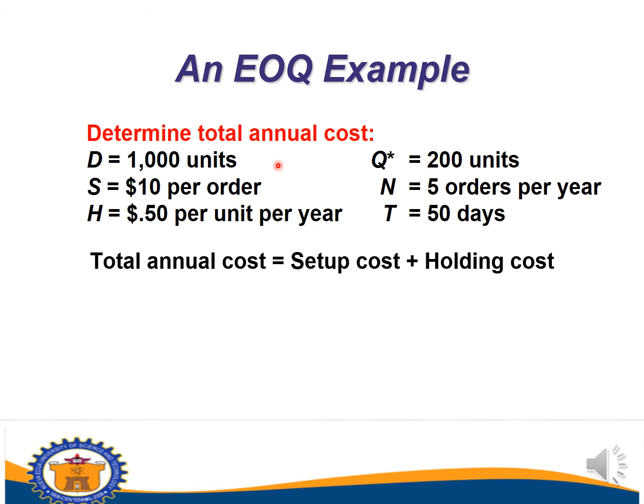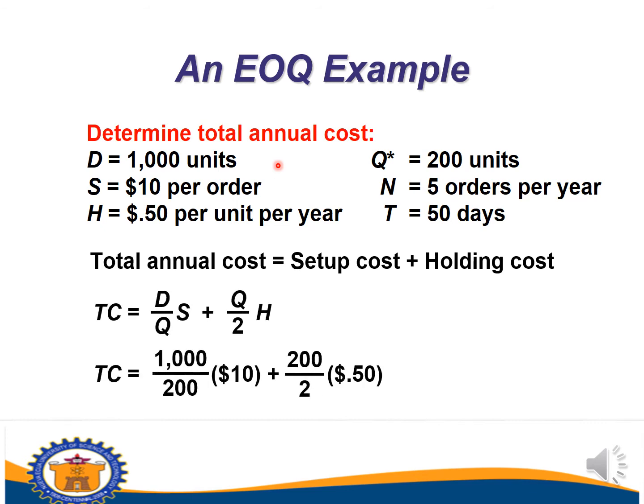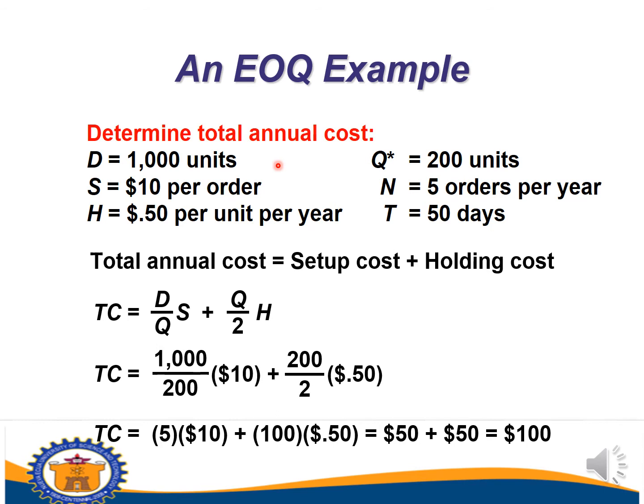We will now solve for the total annual cost. The addition of setup cost and holding cost is the formula here, where TC is equal to D over Q times S plus Q over 2 times H. TC is equal to 1,000 over 200 times 10, and the answer is $50, plus 200 divided by 2 times 0.50, and the answer is $50. The addition of the setup cost and holding cost is the total annual cost, which is $100.